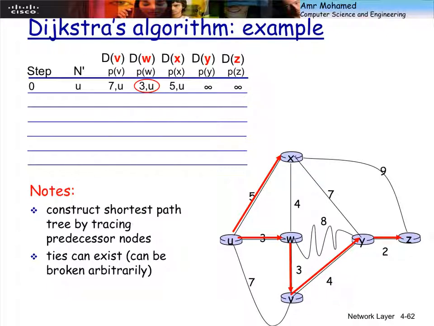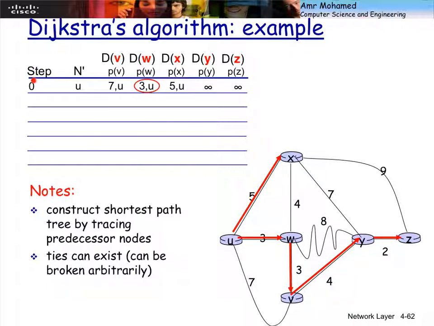So from U, I want to reach X. It's clear that I need to reach it this way. From U, I need to reach Z. So it's clear that I need to go this way, and this, and this. I don't need to go here and here, because this red shortest path tree does not include this link. And the way to do this is of a specific link, here, D(V).